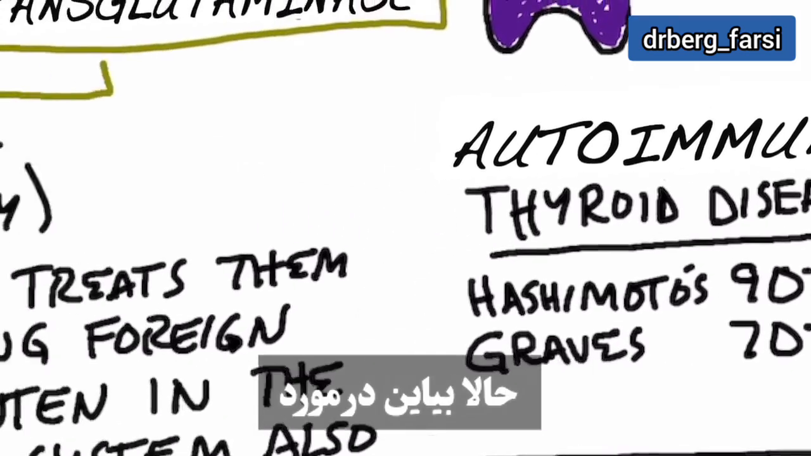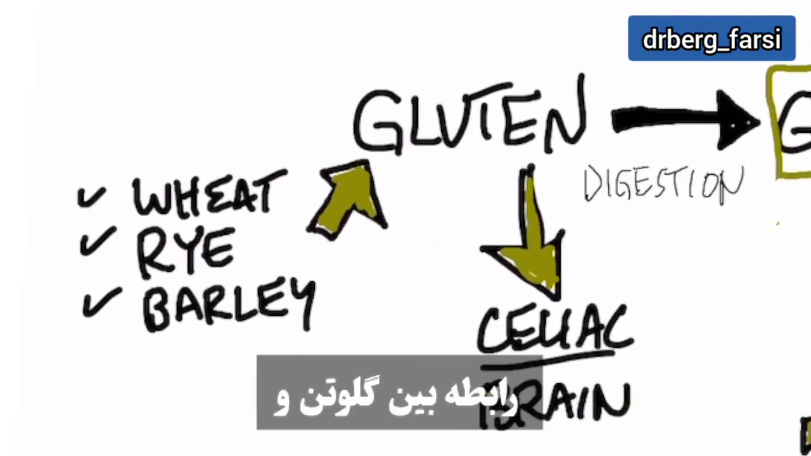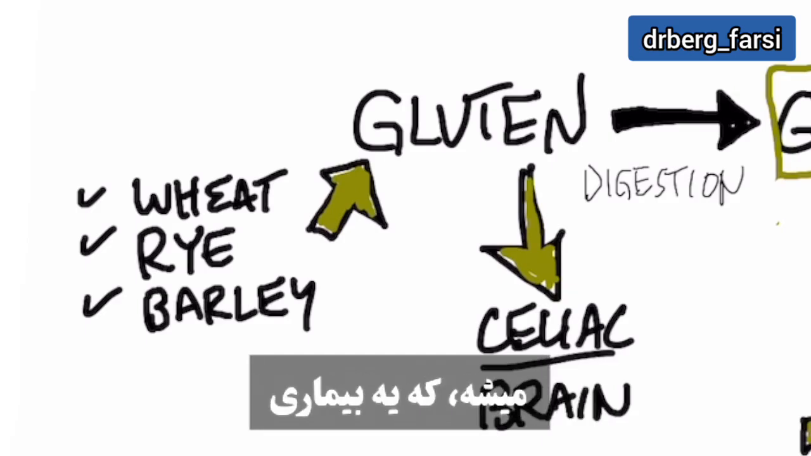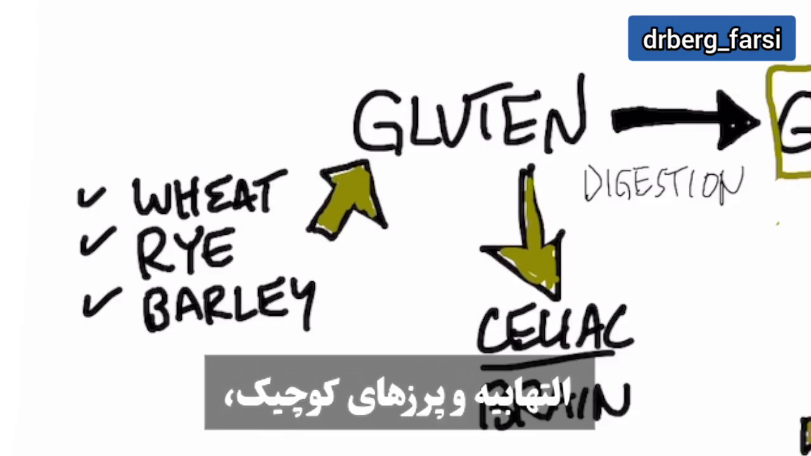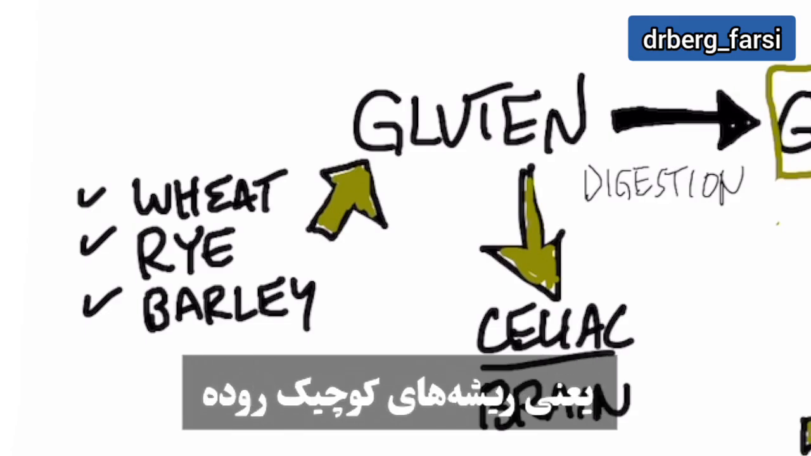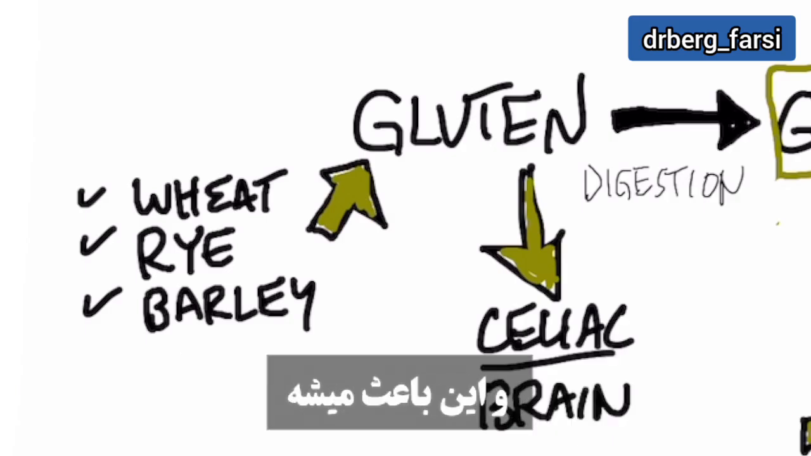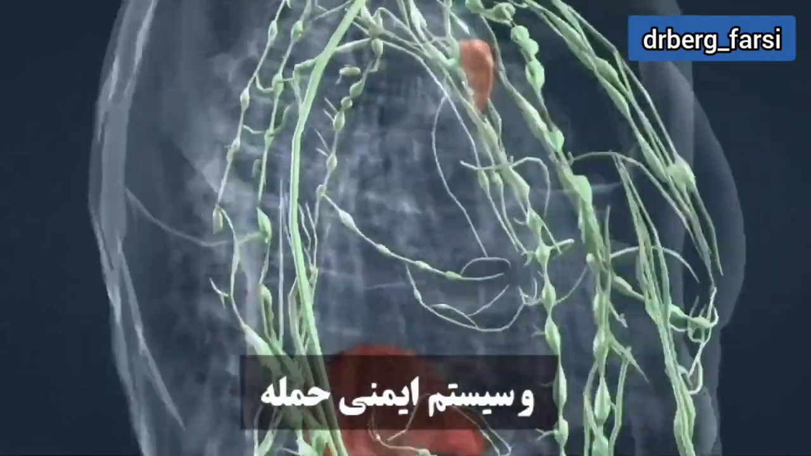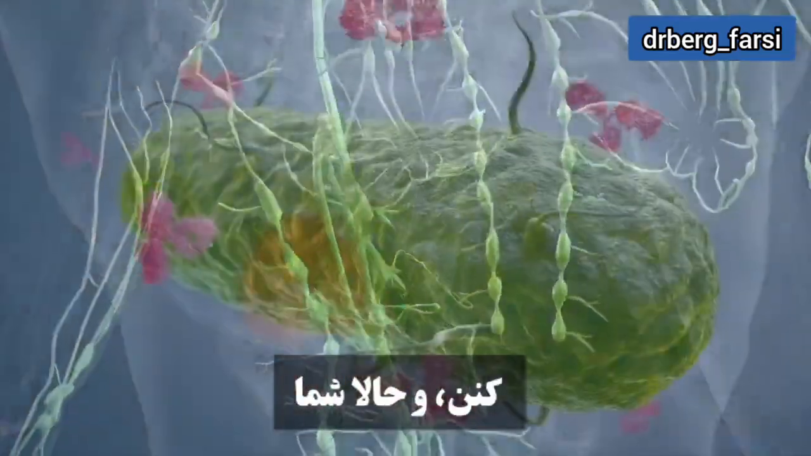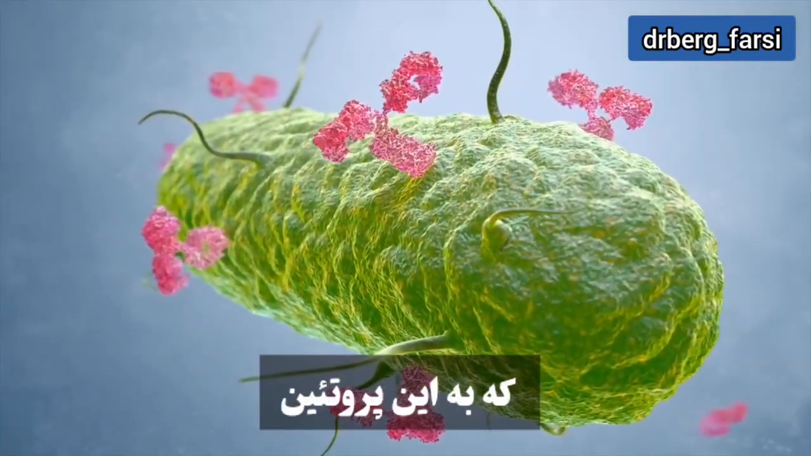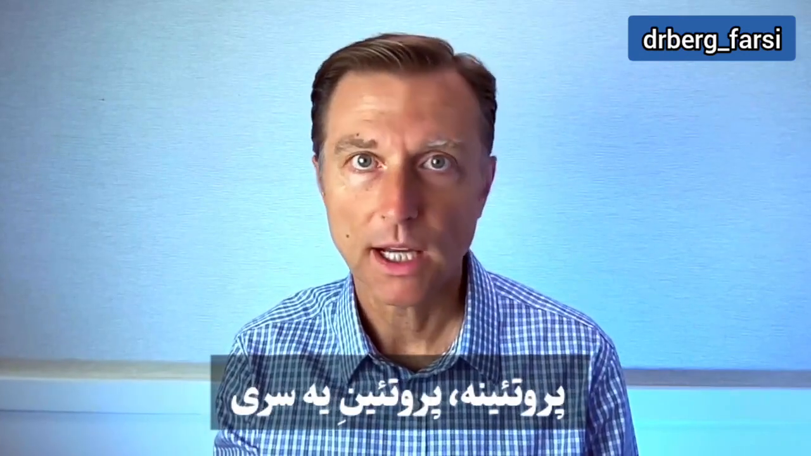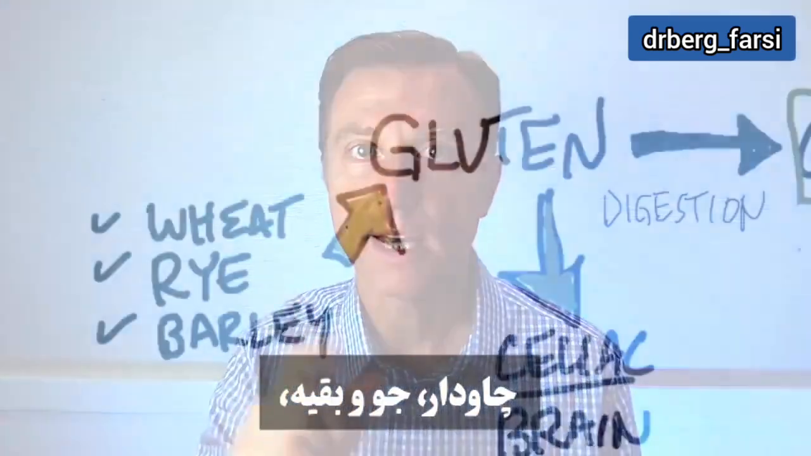And so now let's talk about the relationship between gluten and the thyroid, because gluten creates celiac, which is an inflammatory condition which destroys the little villi, the little roots of the intestine, which then allow the proteins to invade the lymphatic system and the immune system. And now you have these antibodies that attack this protein. And so gluten is a protein. It's the protein of certain grains, especially wheat, rye, barley, and others.